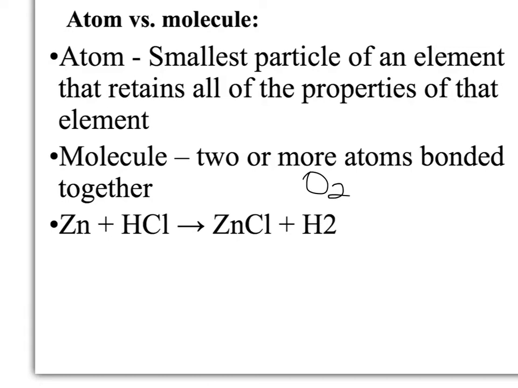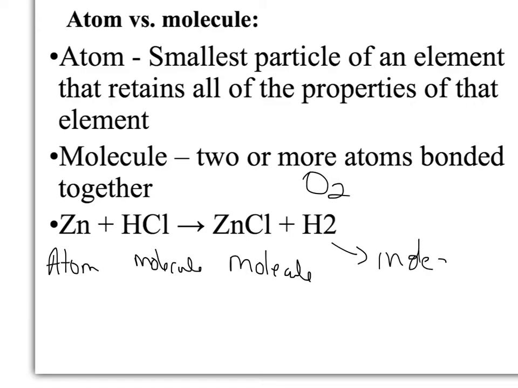All right, so we're going to look at this equation here and decide if things are an atom or a molecule. So zinc would be an atom because it's just one. HCl would be a molecule. Zinc chloride would be a molecule. And hydrogen gas would be a molecule because it's two hydrogens stuck together. Okay, we've been over this before. This is pretty easy.